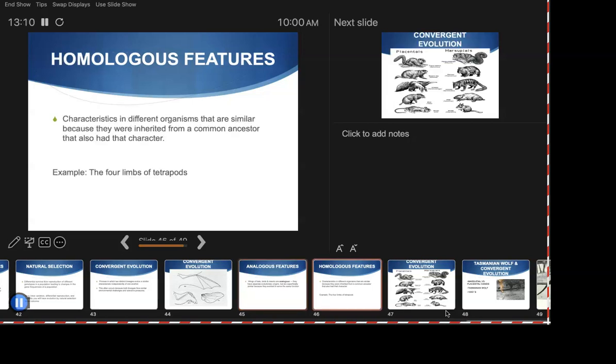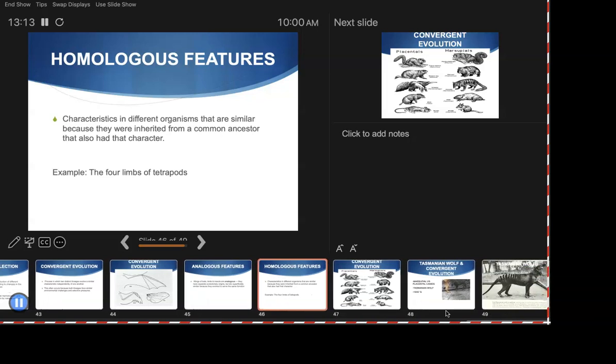A homolog, on the other hand, is a characteristic that we may use slightly differently, but has the same origins. The four limbs of tetrapods. Tetra means four. You are tetrapods. Your dog is a tetrapod. A bird is a tetrapod. Yet, we all look and act a little differently. The dog walks on all four of those pods. We're on two of them. Our other two are actually rather similar to the two we walk on. They're just a little more useful.